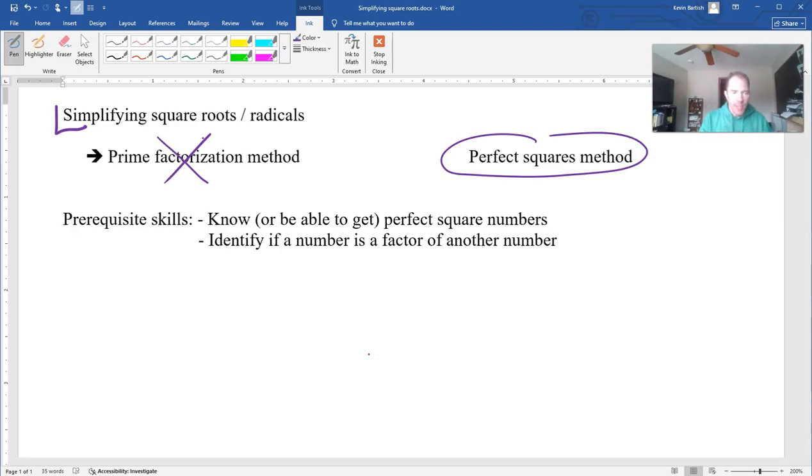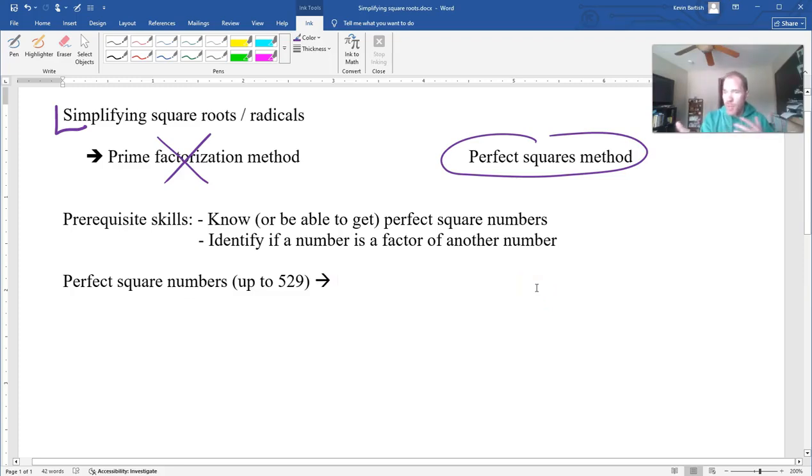The prerequisite skills for this method are that you need to know or be able to get perfect square numbers, and I'll show you what those are and how to get them. And then also we need to be able to identify if a number is a factor of another number, but we'll do some examples here. So I'm going to show you the perfect square numbers up to 529. They keep going forever, but for this video we're going to need up to 529.